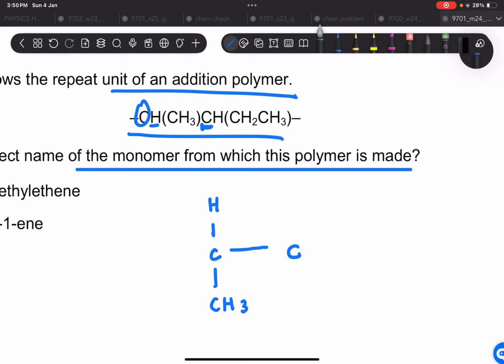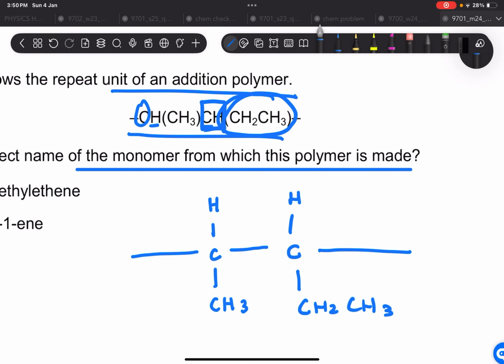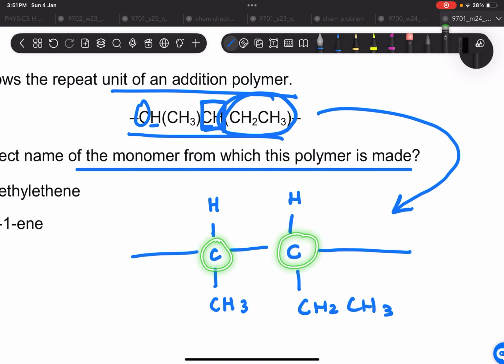This carbon I'm drawing with an H above, and this entire group, the group that's in the bracket, is going to be below this. So it's CH2 and CH3. Done. And now there are two extension bonds like this, right? That's what they have given us in the question. Now, in order to make the addition polymer, we broke a double bond. The double bond was between this carbon and this carbon. We broke this double bond to make this addition polymer.